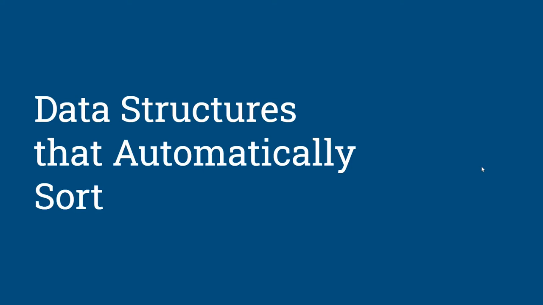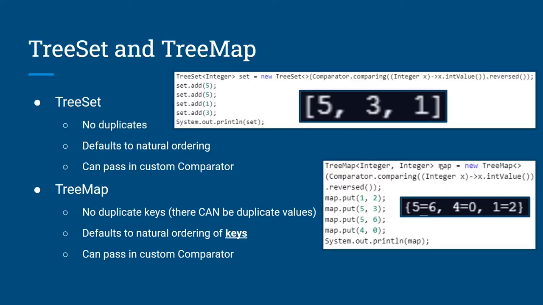Okay, so now let's move on to some data structures that automatically sort. The first one that we're going to be looking at is the TreeSet, and also its neighbor, the TreeMap, I guess. So the TreeSet is, I'm assuming you know about HashSets at this point. Basically, a HashSet is almost like an ArrayList, but it does not allow duplicates. So if you input 5, 5, 1, and 3 into a HashSet, the extra 5 would be discarded, and you'd only have 3 elements, right?